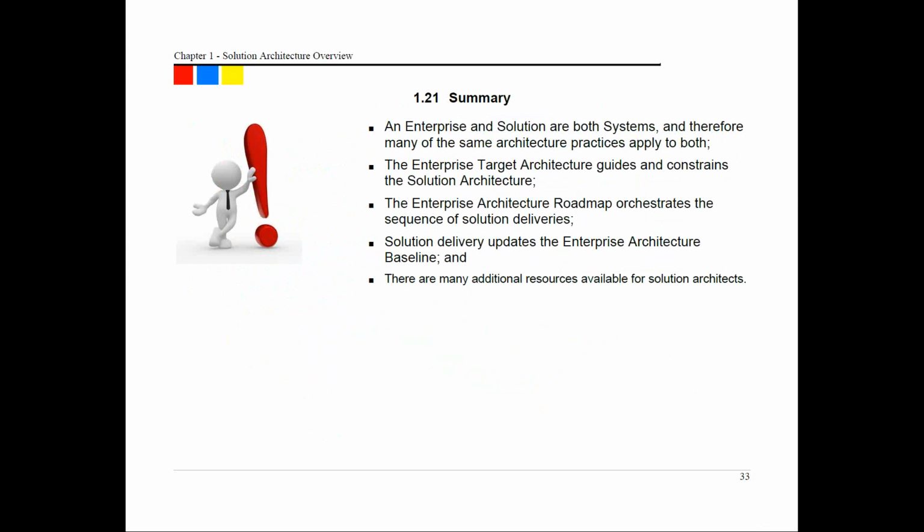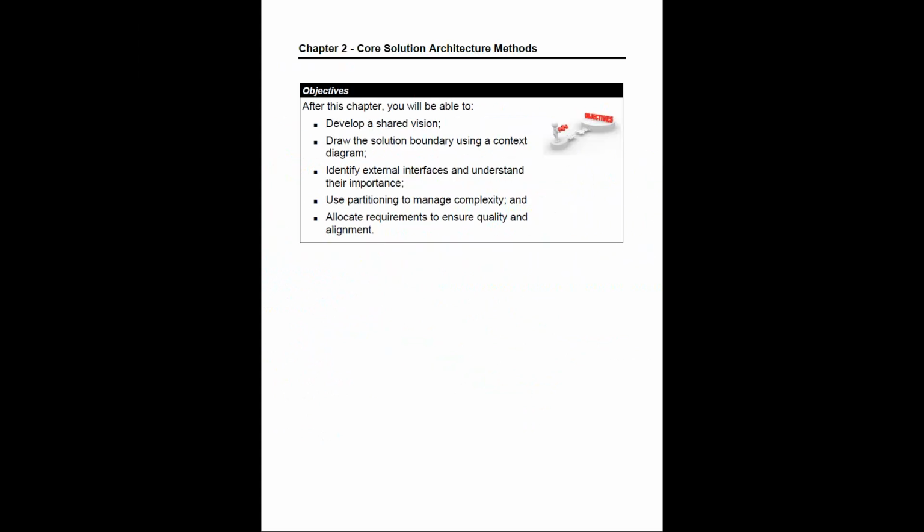So, enterprise and solution are both systems. We have a lot of commonality between practices. Enterprise target architecture guides and constrains the solution architecture. We didn't really talk about the enterprise architecture roadmap, but insofar as enterprise architecture spins out solution architecture projects, there's normally a plan of what order those projects come in. That's the roadmap. And then solution delivery updates the enterprise architecture baseline. So the solution is what moves us forward toward our to-be architecture. Okay.